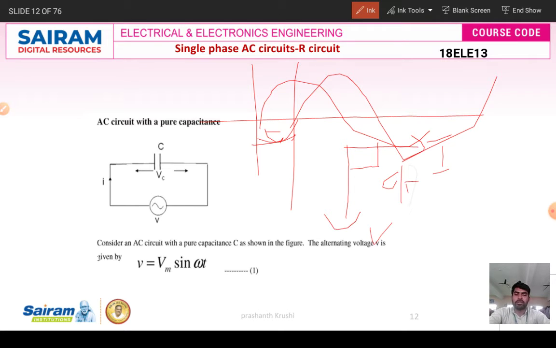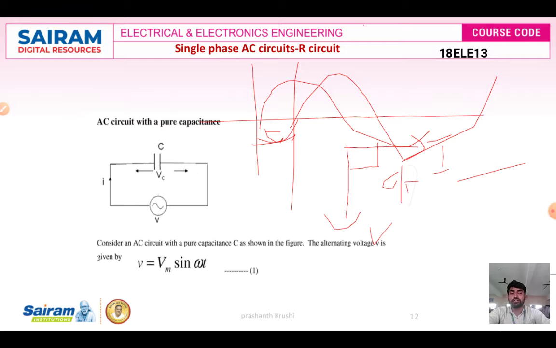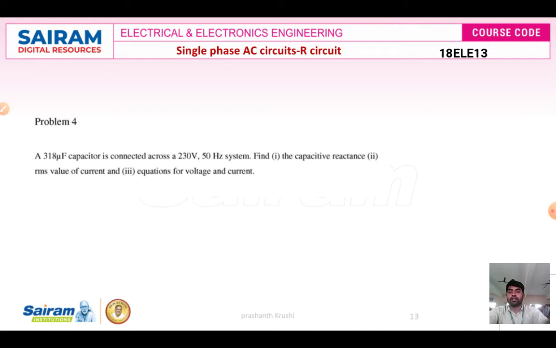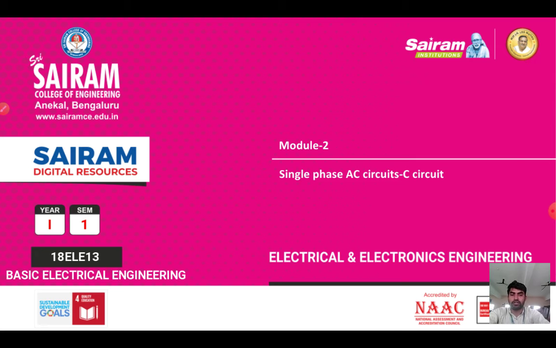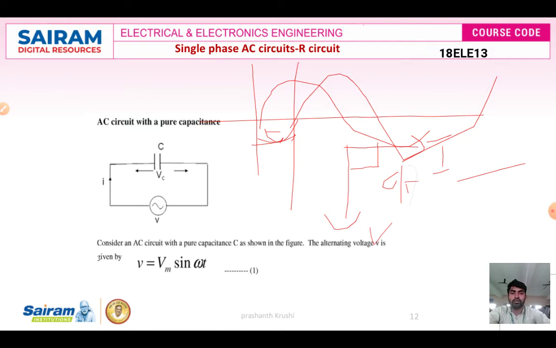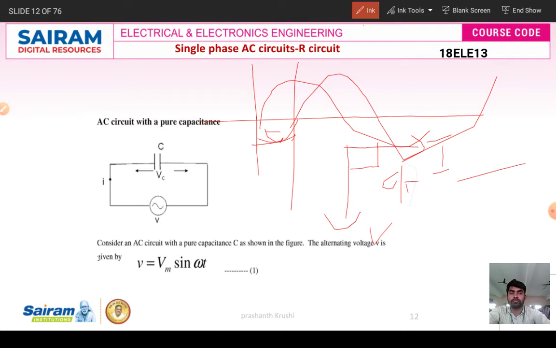So v is equal to Vm sin omega t. Due to the voltage, current will flow through the circuit. What about the current in the capacitor? i is equal to dq by dt, and q is equal to CV.